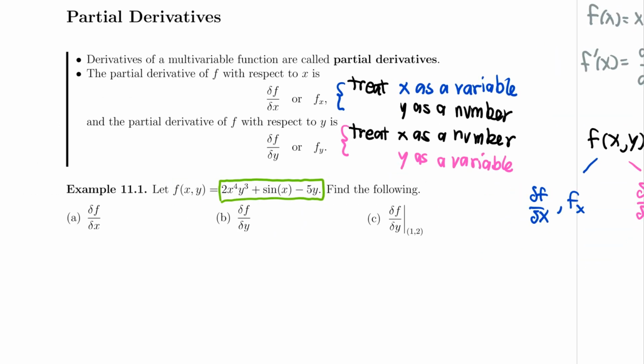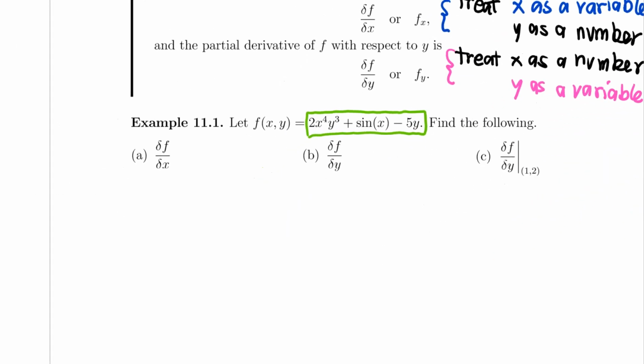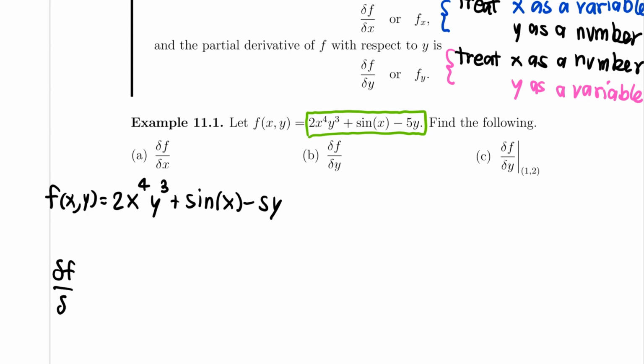So for this example, let me go ahead and rewrite my function here. My function is 2x to the 4th y cubed plus sine x minus 5y. Now, if I want to take the derivative with respect to x, I'm going to see all the x here as a variable. So the x's that I see are going to be variables and all the y's that I see are just numbers.